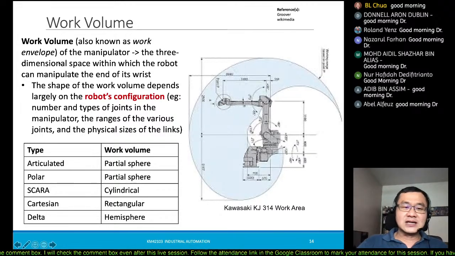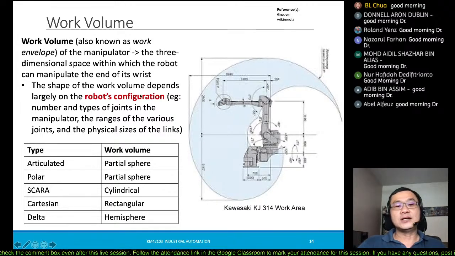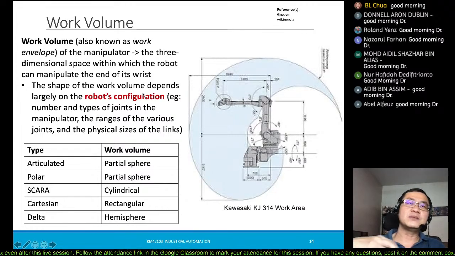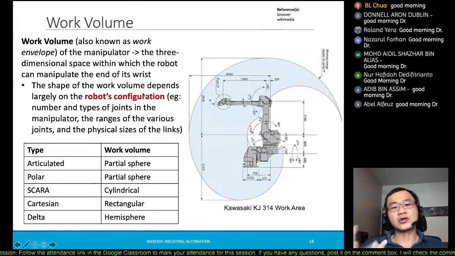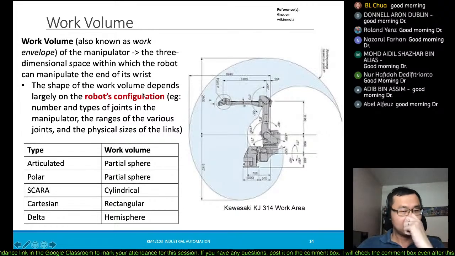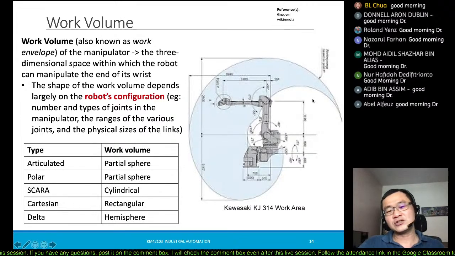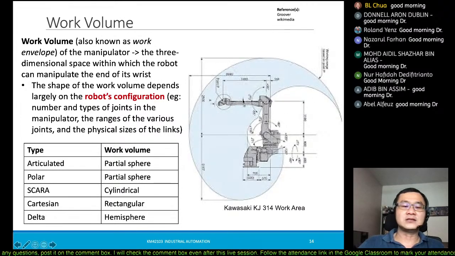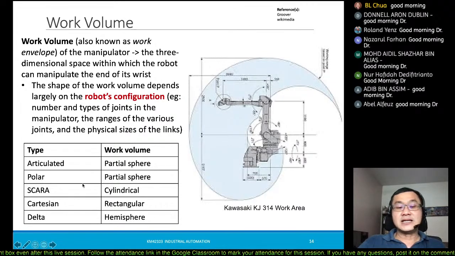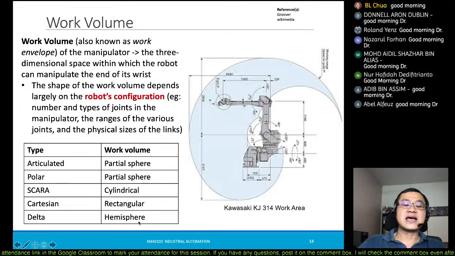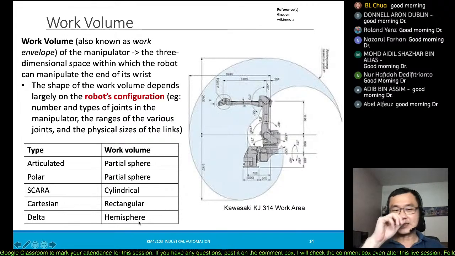This work volume depends on the robot configuration, due to the movement, maybe translational or rotational type of joints. So the work volume may have different forms. For articulated, it is a partial sphere, not a complete sphere. Polar is also a partial sphere, whereas for SCARA it is cylindrical, Cartesian is rectangular, and the delta is a hemisphere. So that is the kind of work volume.